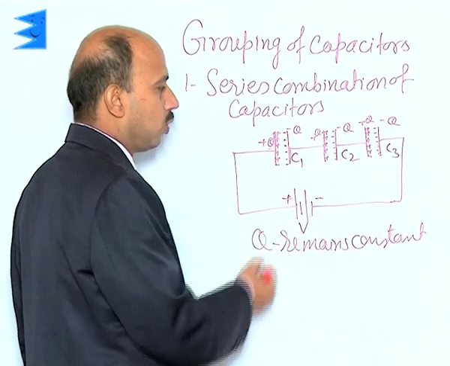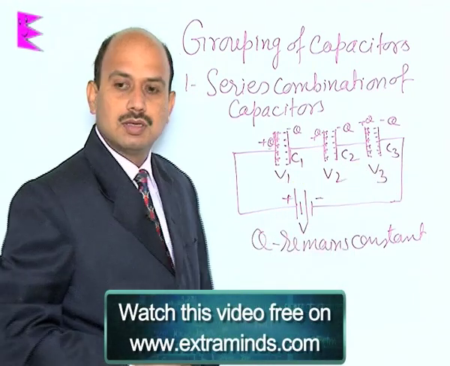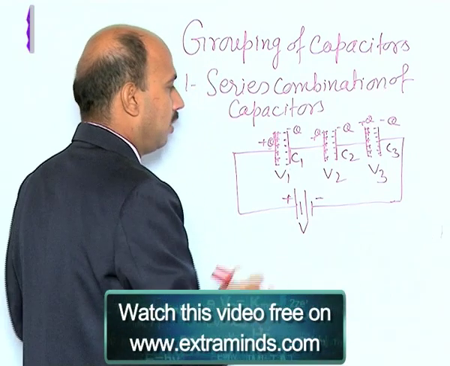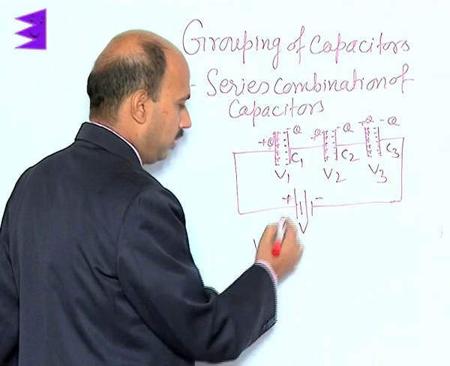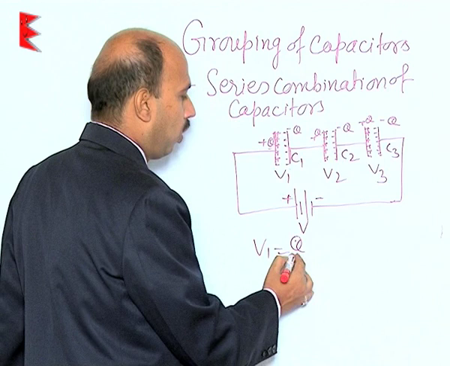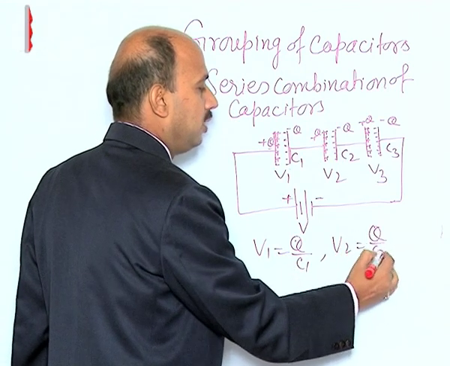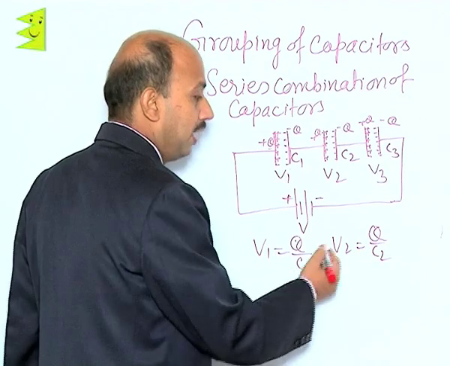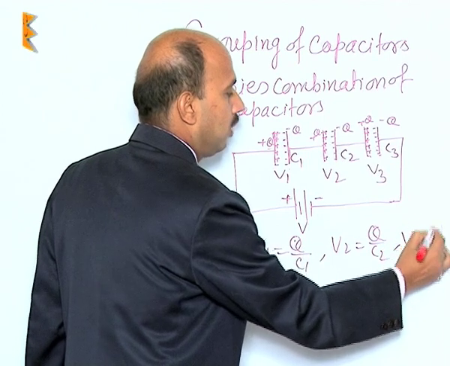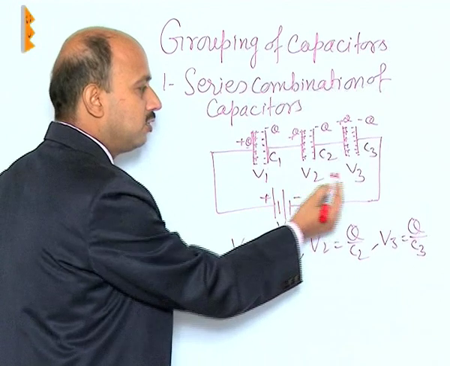Suppose the potential difference across C1 is V1, here it is V2 and here it is V3. Now, as we know, Q remains the same. So, we can write V1 is equal to Q upon C1, V2 is equal to Q upon C2, because Q is equal to CV, and V3 is equal to Q upon C3.